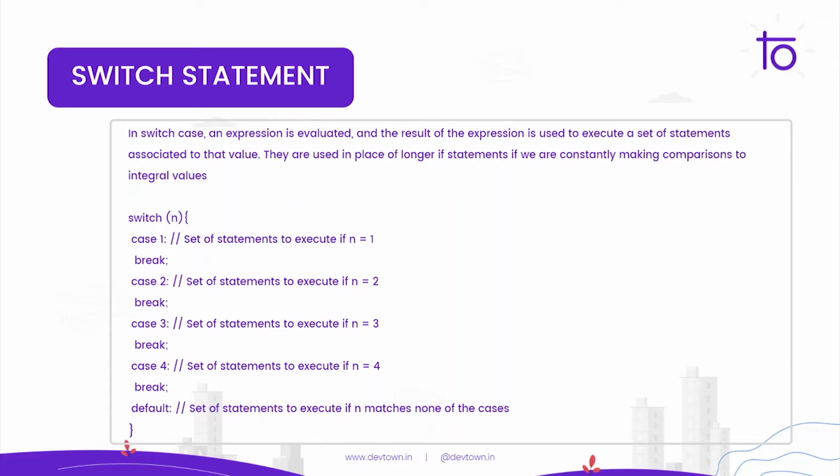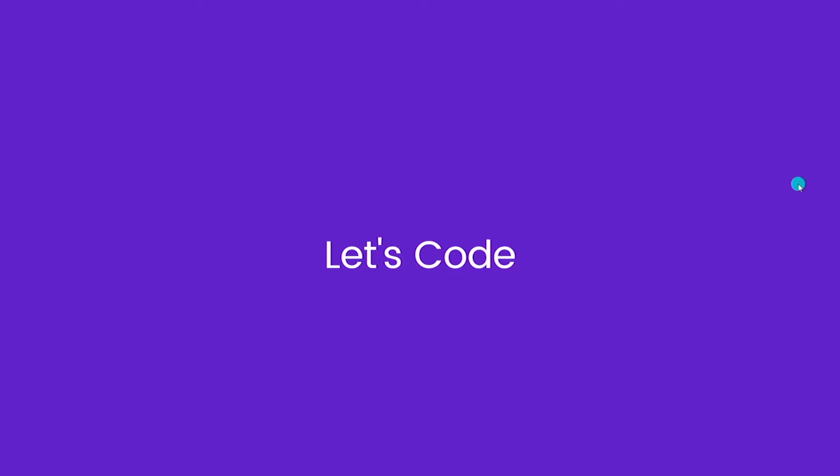Similarly, if n is 2, then only the block of statements for case 2 will be executed till we encounter the break keyword. And if none of the given cases are true, then the block of code in the default case will be executed. Now let's take a look at all of these in action in code.